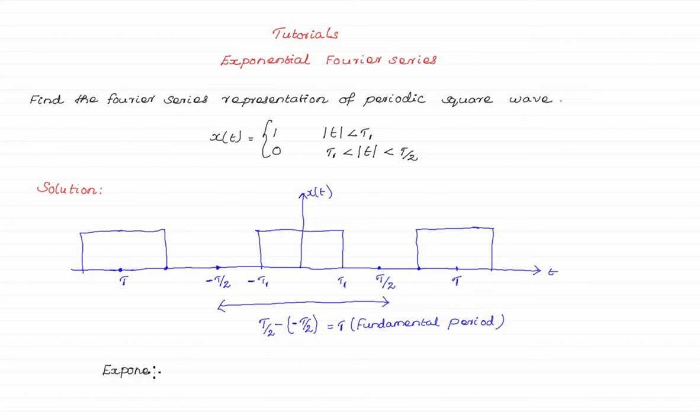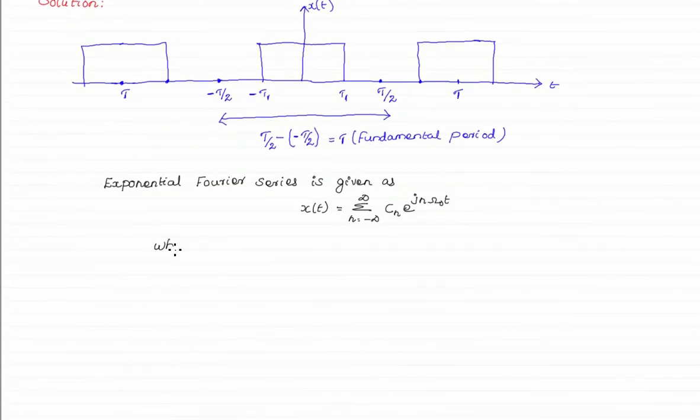We know that the exponential Fourier series is given by x of t is equal to summation n equal to minus infinity to infinity Cn e power jn omega naught t, where Cn is the Fourier coefficient, which is given by 1 by T into integral t naught to t naught plus T x of t e power minus jn omega naught t dt. To find the exponential Fourier series, we are first going to determine the Fourier coefficient Cn.